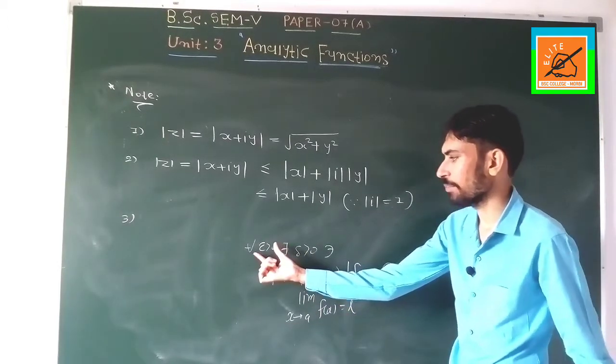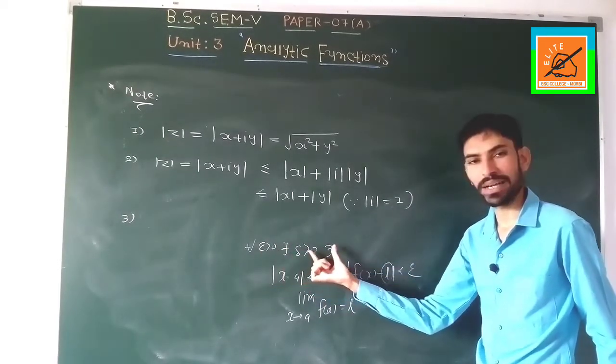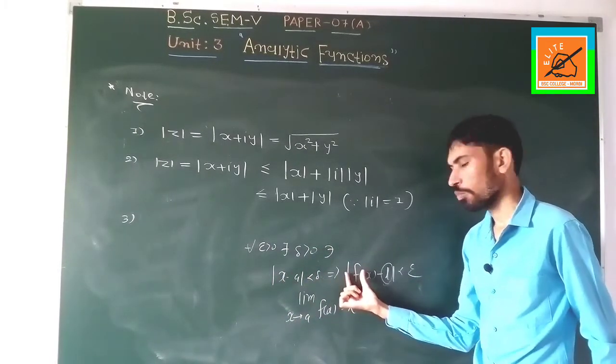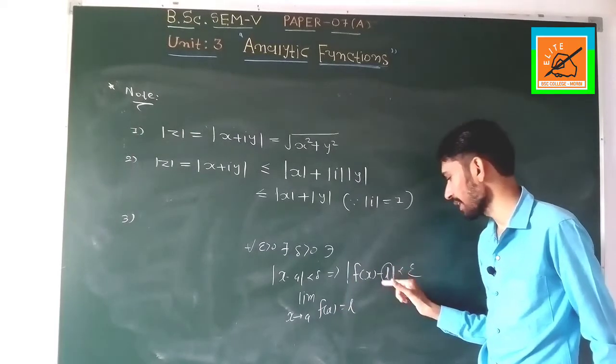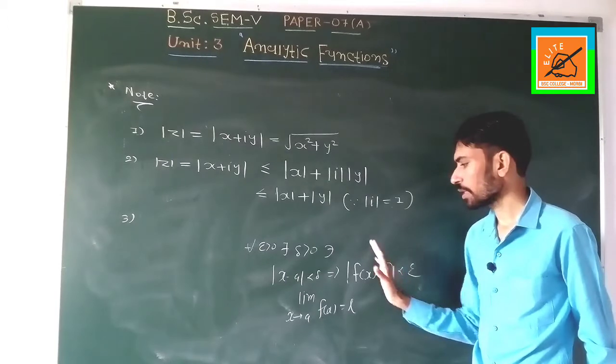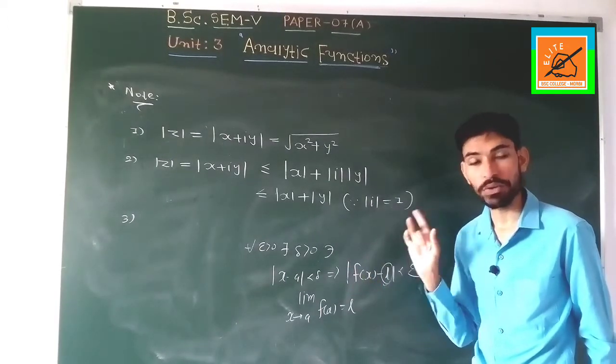This is how it is defined: for every epsilon greater than 0, there exists delta greater than 0 such that mod x minus a less than delta implies mod f of x minus L less than epsilon, then L is called the limit of our real function f of x. So this is the definition of the limit of a single variable function.